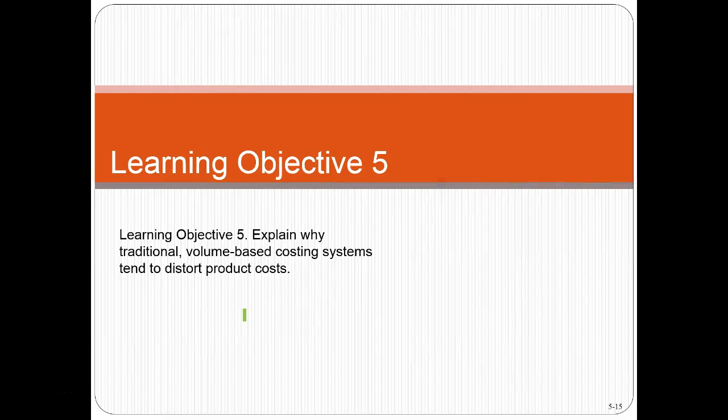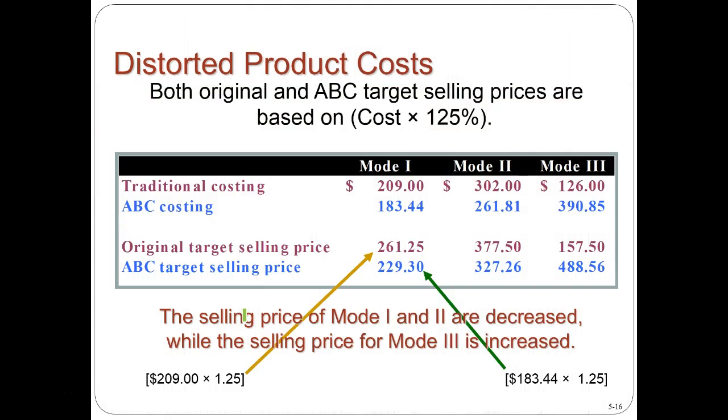Objective 5, explain why traditional volume-based costing systems tend to distort production costs. So now we're going to say why we believe that activity-based costing is more efficient in this way. You can see that we come up with a different traditional costing versus activity costing. We come up with different numbers for the cost per model here, obviously, and the difference is through that allocation of the overhead.